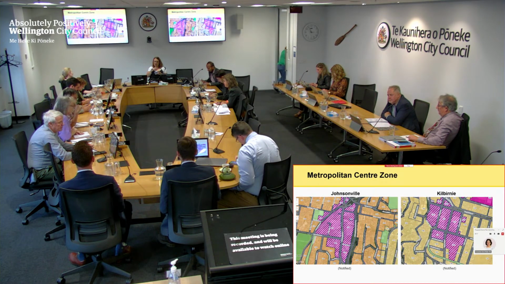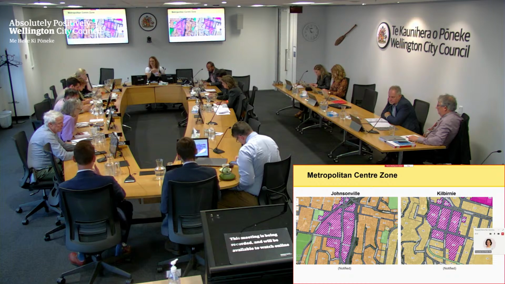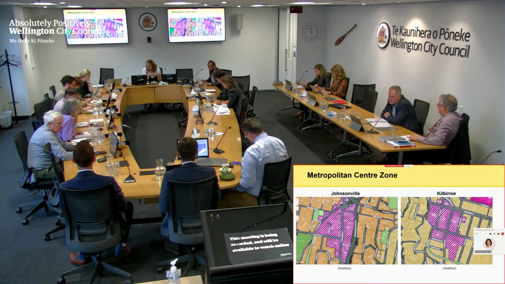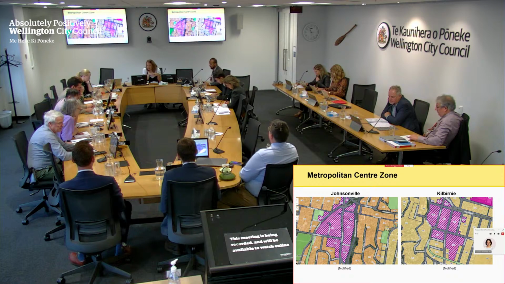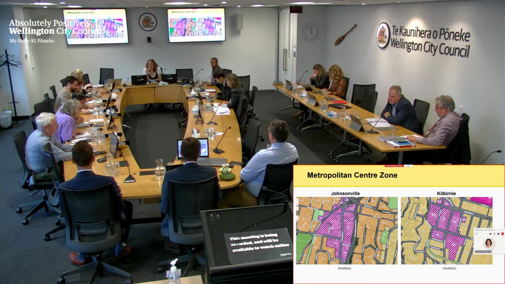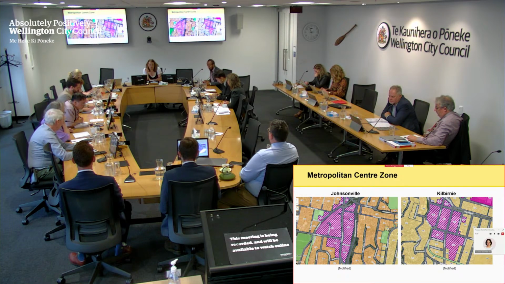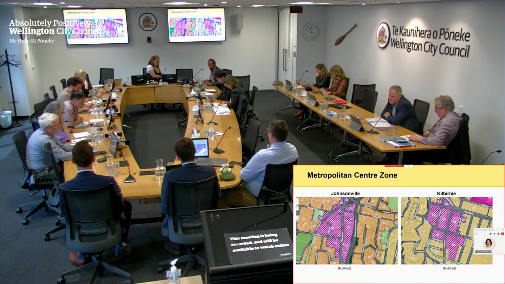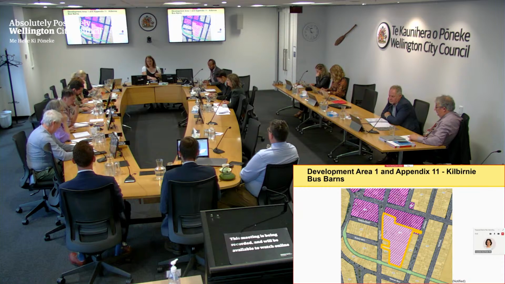In terms of the metropolitan centre, this sits below the city centre zone and plays a sub-regional role in accommodating the city's urban development, residential housing and business needs. It is applied in Johnsonville and Kilburnie on the basis of their economic activity, spend, where people come to spend money from, and also the range of activities present. It's also where that minimum building height of 6 stories needs to apply within and around in those walkable catchments.